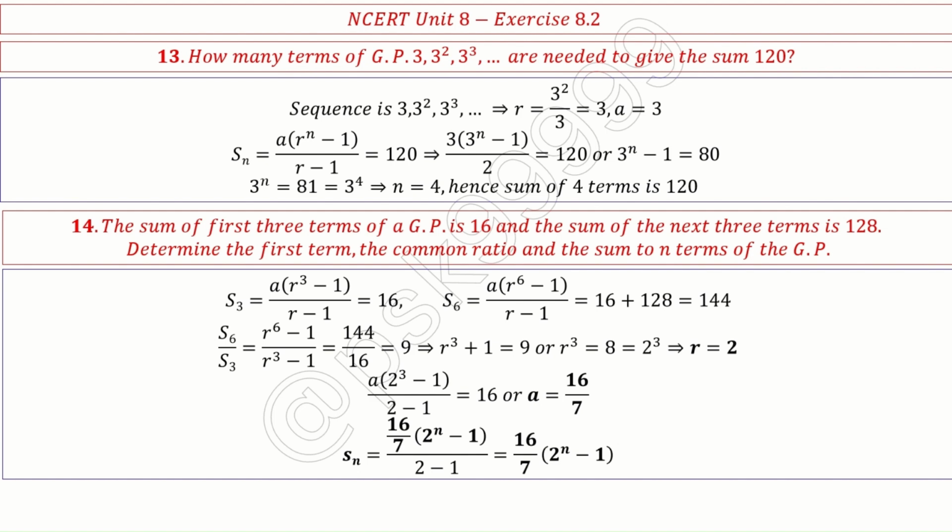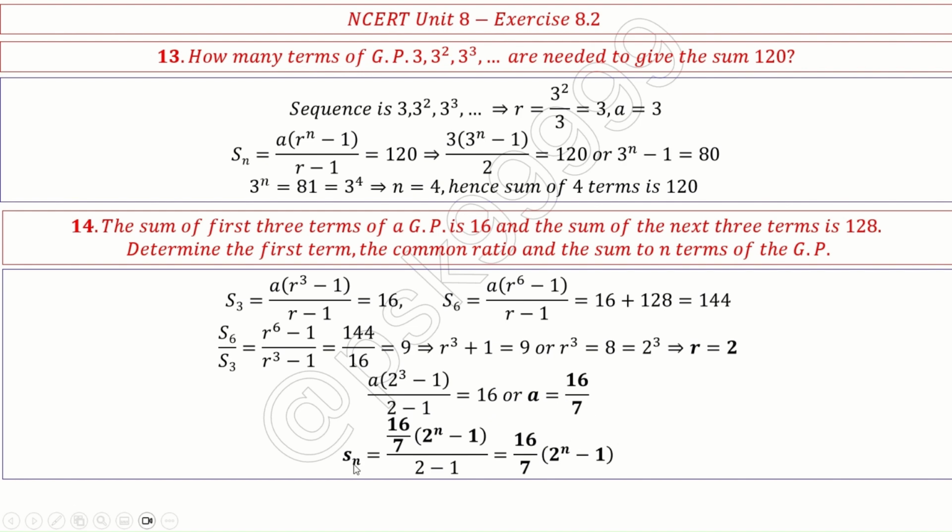Now you divide them, S6 by S3, which you will get r to the power of 6 minus 1 by r to the power of 3 minus 1, which is equal to 144 by 16, that is 9. So you get a polynomial equation here, r cube plus 1 equal to 9, or r cube is 8, or r equal to 2. So now you got the common ratio, which is 2. Substitute in any of the equations, you will get the initial term. So if I substitute here, a into 2 to the power of 3 minus 1 by 2 minus 1, which is 16, so a is nothing but 16 divided by 7.